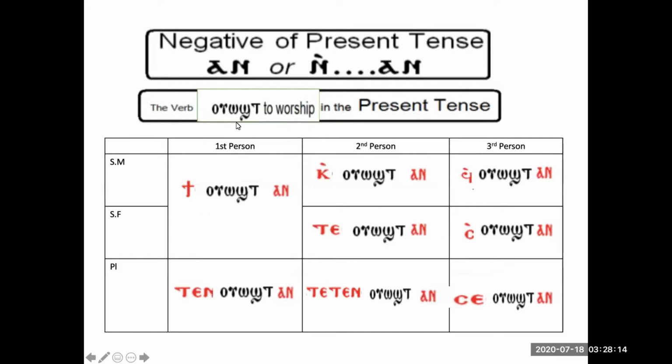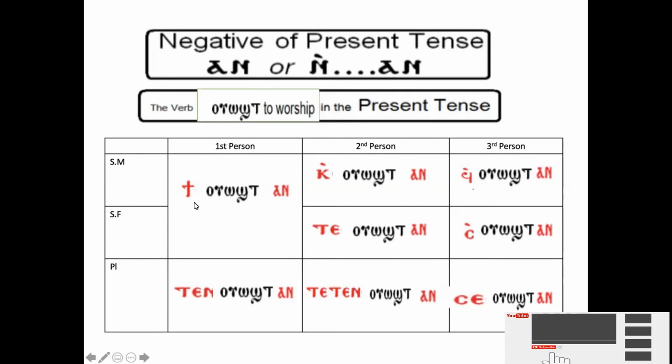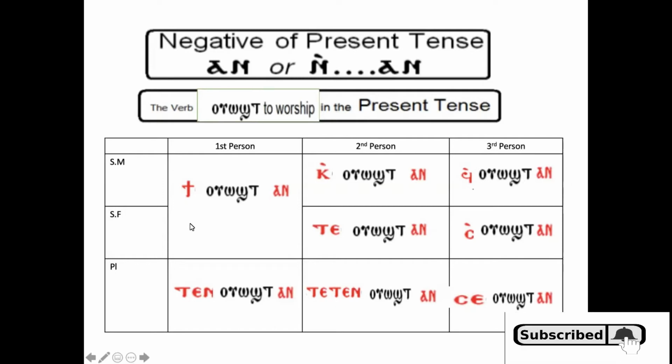Let's see one more example. To worship, o'osht. We will go back to the first version, the simpler one. So we're just adding an on at the end of the verb or at the end of the sentence.